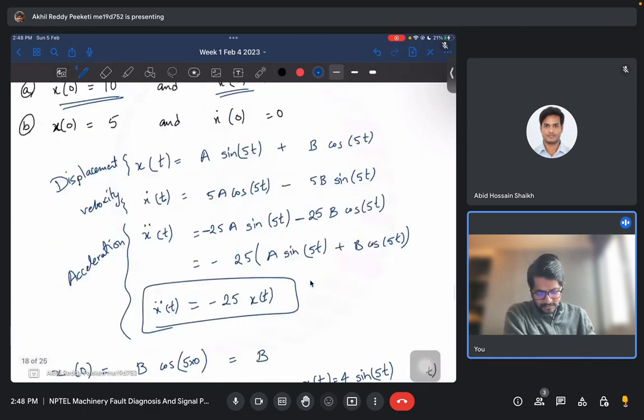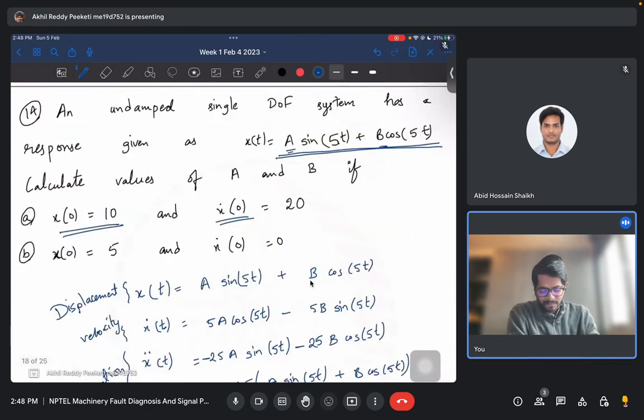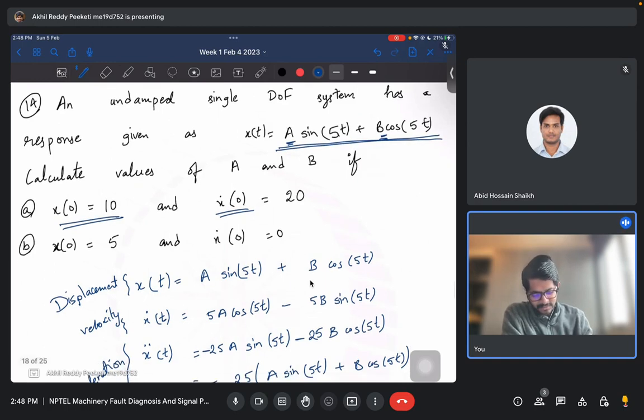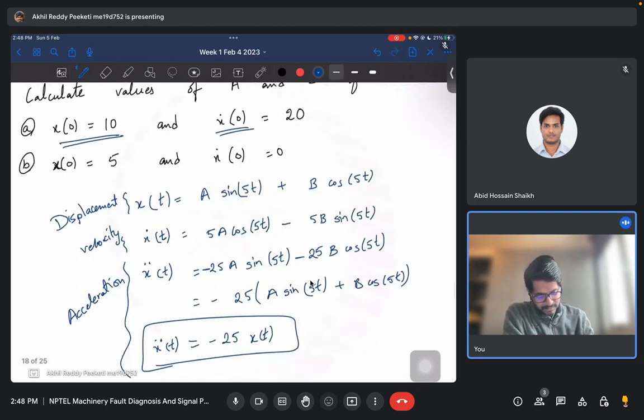So this way, if you know the functional form, and if any two conditions are given, because we have two unknowns here, a and b, you can easily estimate the values of a and b. Okay, I hope this is clear.